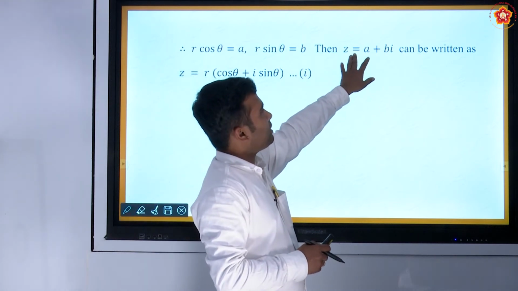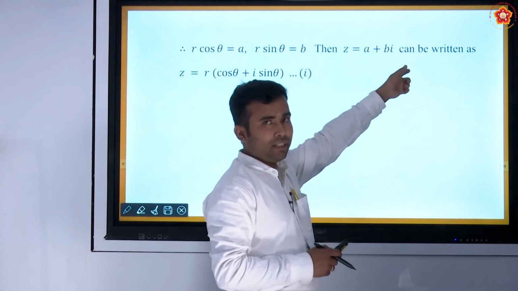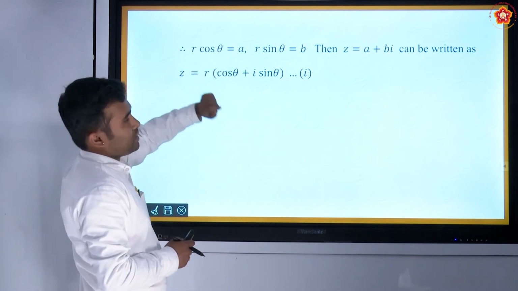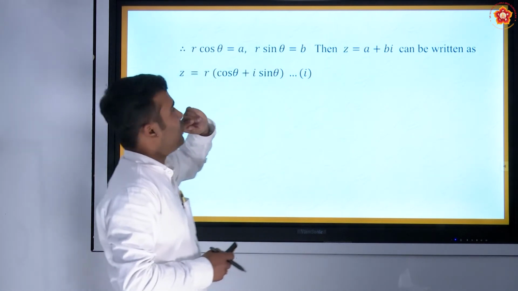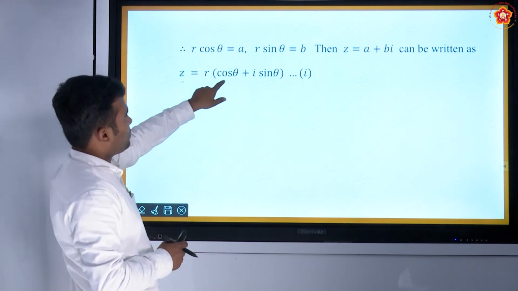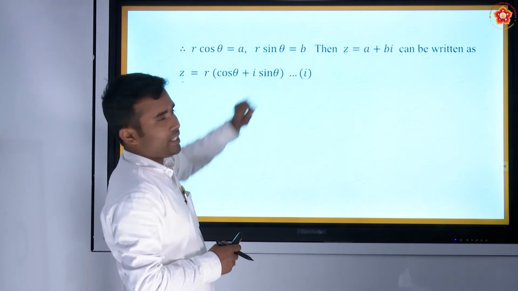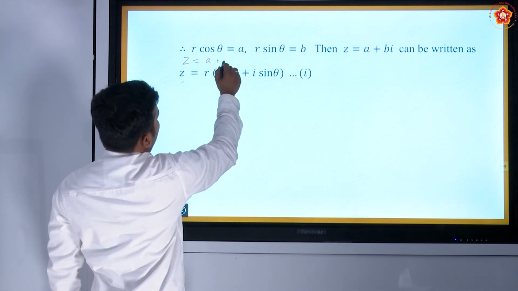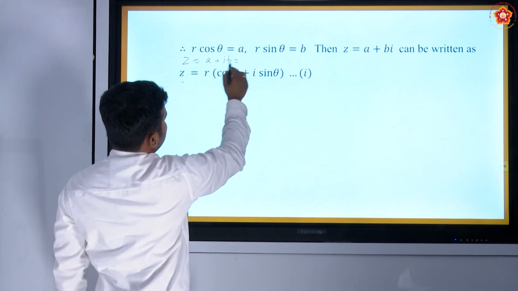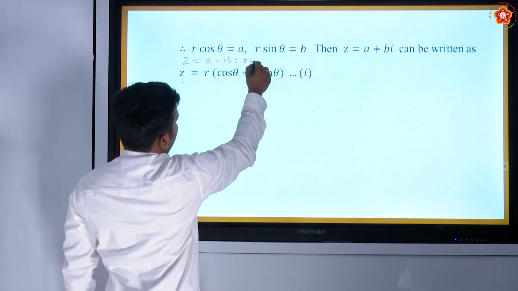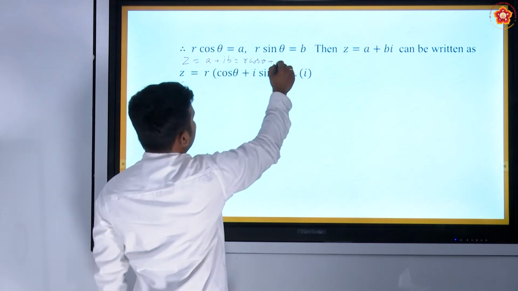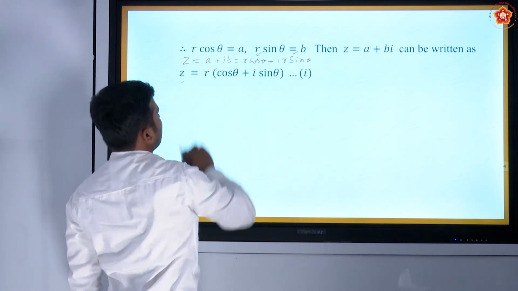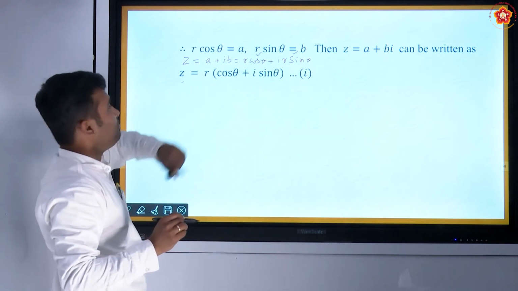So as we know that z is equal to a plus bi, a and b can be replaced by r cos theta and r sin theta. Now z is equal to r cos theta plus i times r sin theta. This is actually z equal to a plus ib. This can be written as: a is r cos theta, and b is r sin theta. From these two terms we have taken r as a common term.